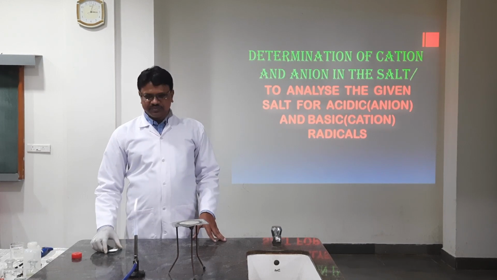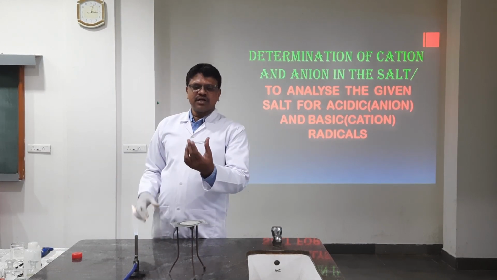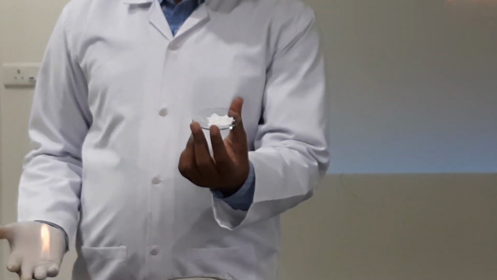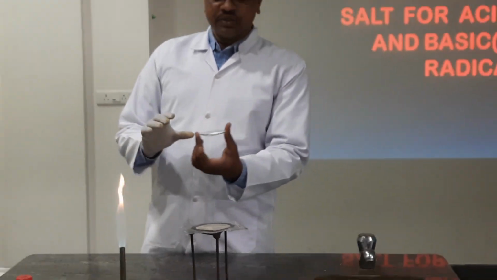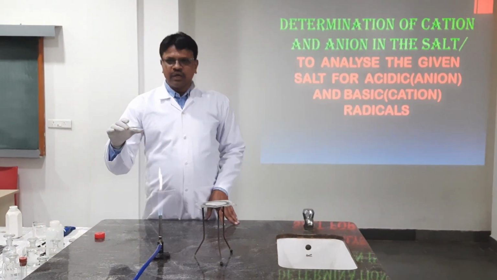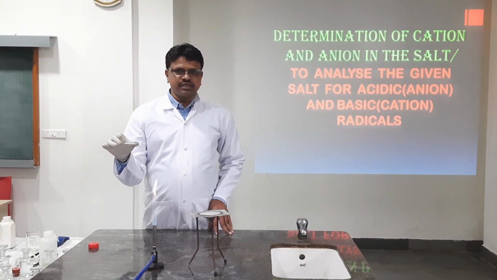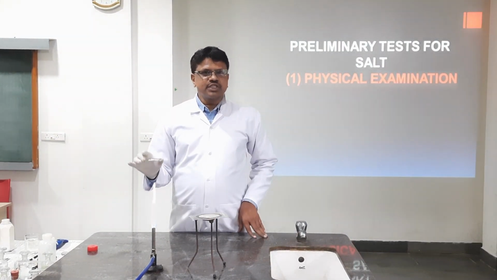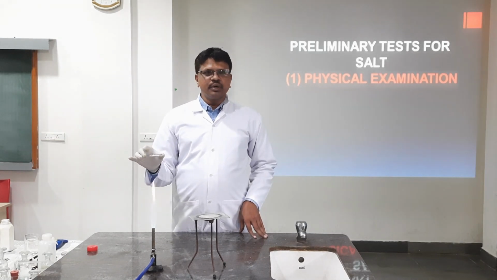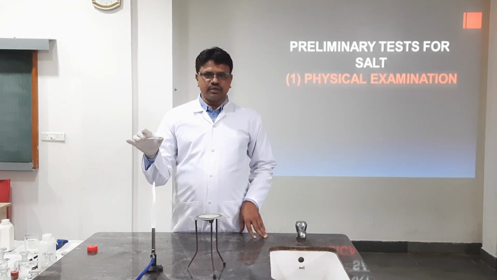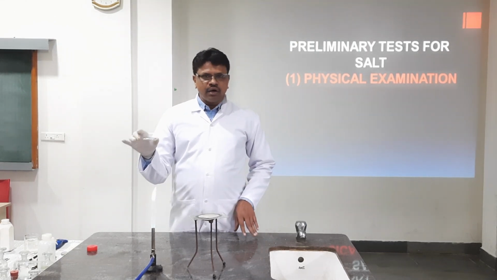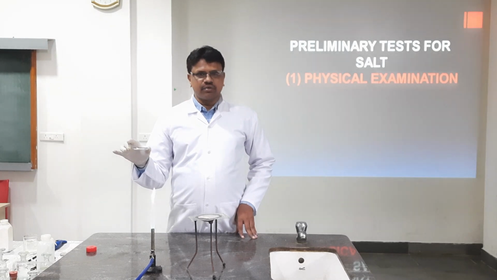Here is the salt we are going to analyze for anion and cation. You can see the color of this salt, it is white or colorless. Now we will go to the first part of the salt analysis. Broadly we can divide the salt analysis into three parts. What are those three parts? First one is the preliminary test for salt. Second one is the test for anion, and third one is the test for cation.